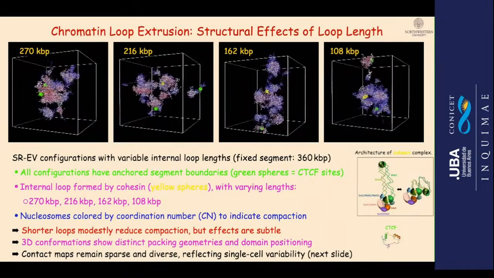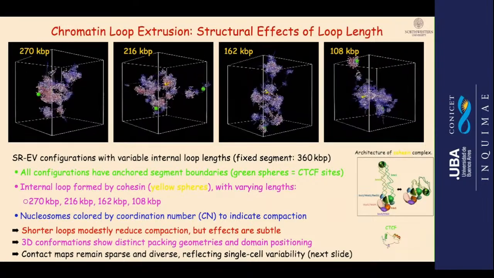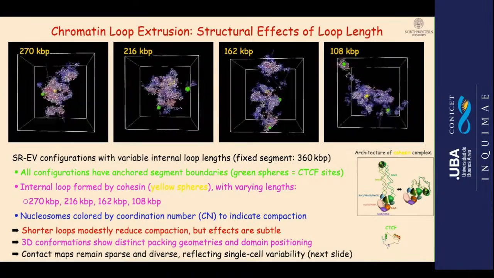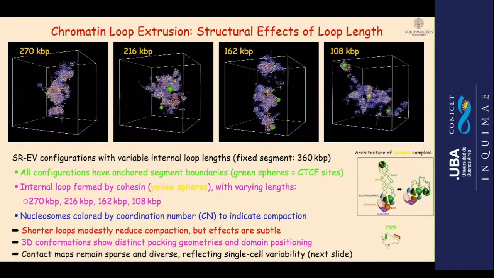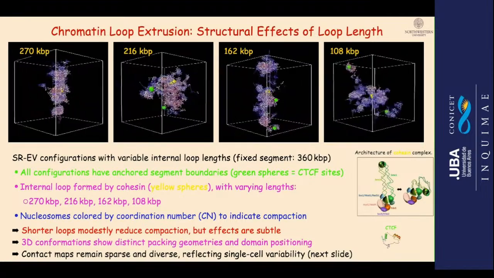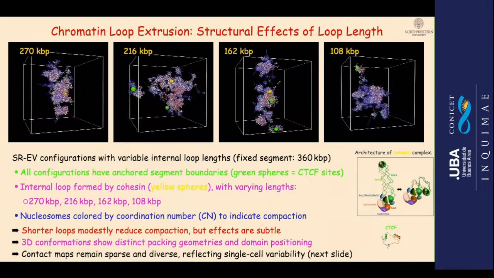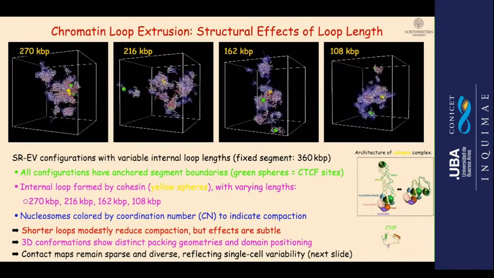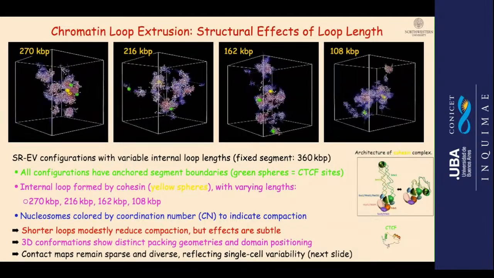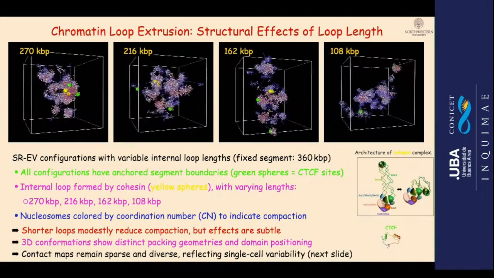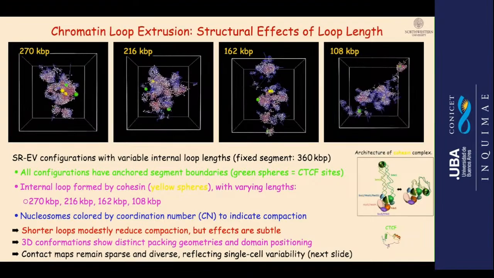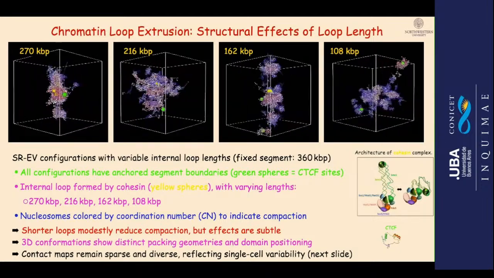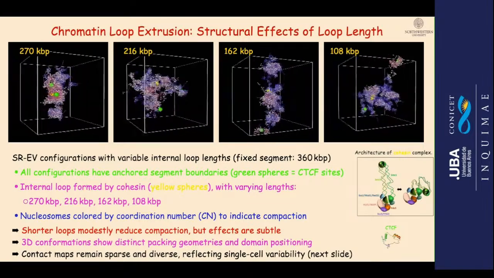This is not the same thing. This, and this, etc. What varies is the length of an internal loop formed by cohesin proteins, yellow spheres, which progressively decreases from left to right, from 260 kilobase pairs to 108 kilobase pairs.